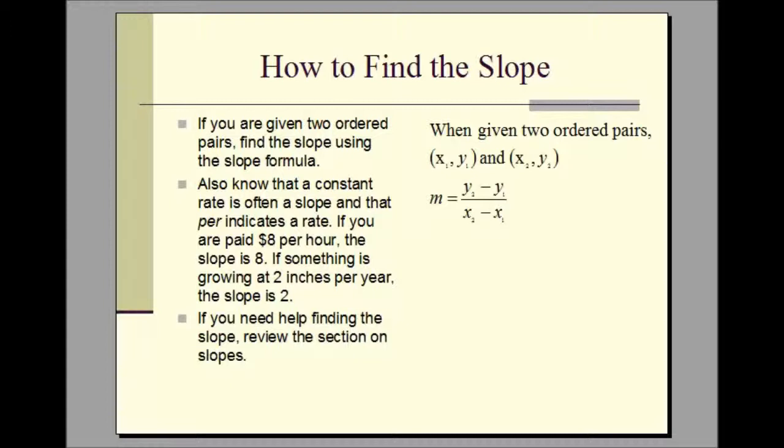Also know that a constant rate is often a slope and that per indicates a rate. If you are paid $8 per hour, the slope will be 8 in problems like this. And if something is growing at 2 inches per year, 2 will be the slope. If you need help finding the slope, review the section on slopes.